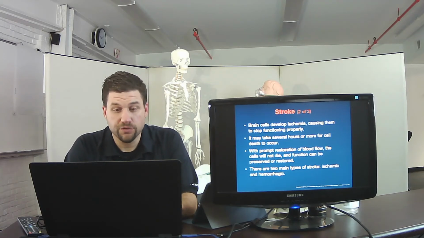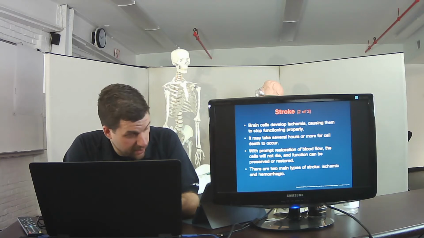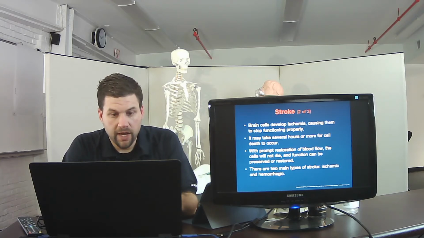So there are two main types of stroke. Ischemic, which is from the lack of blood flow, and hemorrhagic.